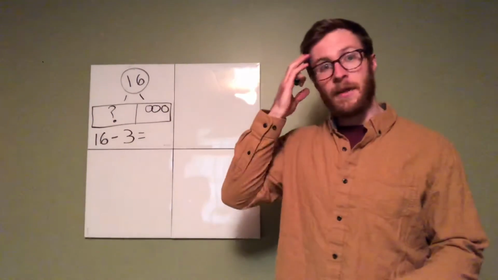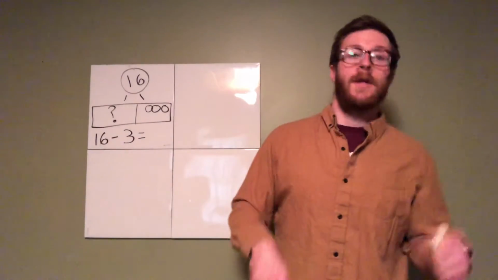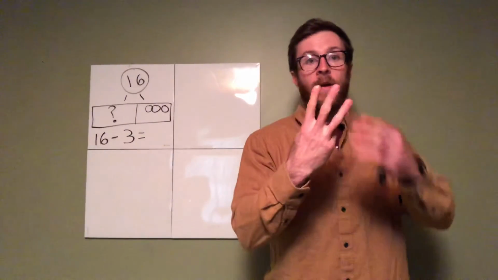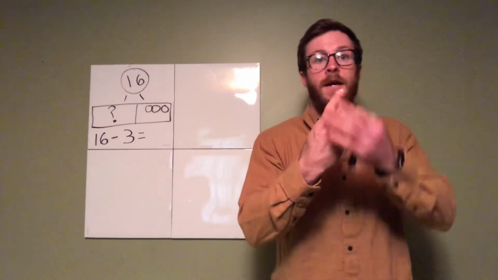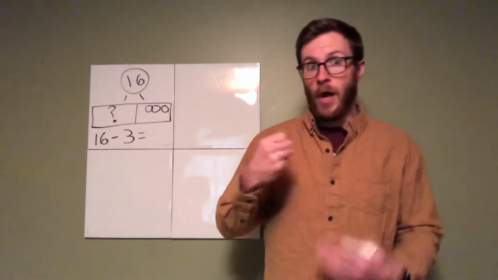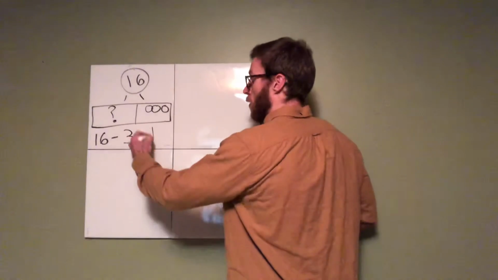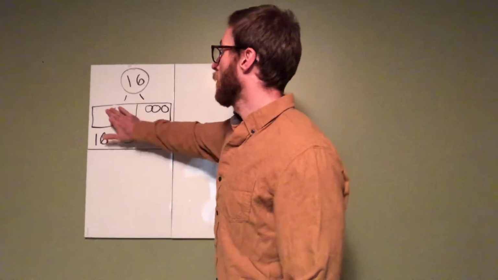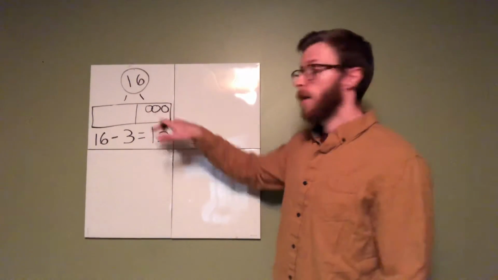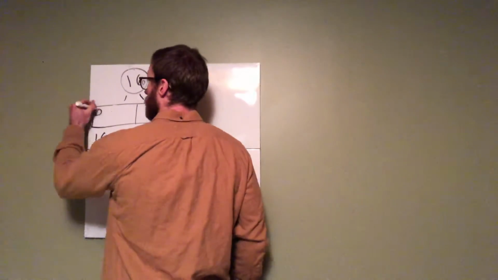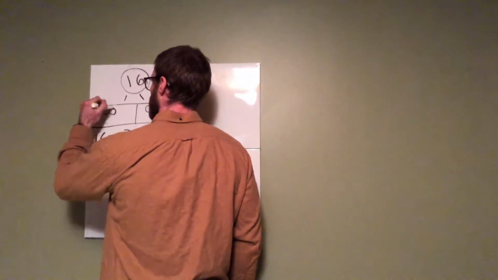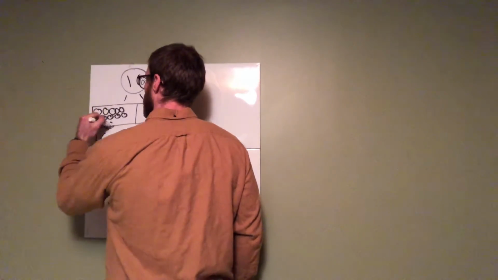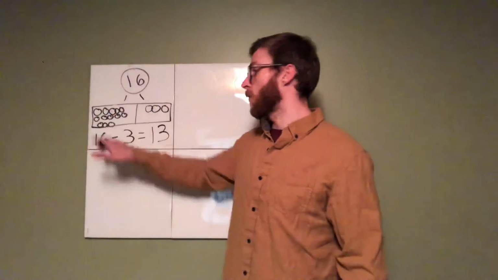Okay, so we're going to put 16 in our head and count backwards by 3. Okay, so do it with me. Put 16 in your head. 16, 15, 14, 13. So, how many did we start with? 13, because we started with our 16, then we subtracted 3, and we were left with 13. You don't have to do this, but I'm going to draw it out. Okay, there's my 13. I got 10 and 3, that makes 13.